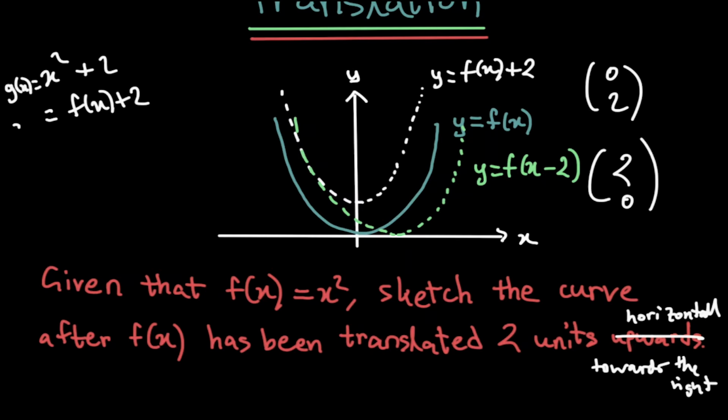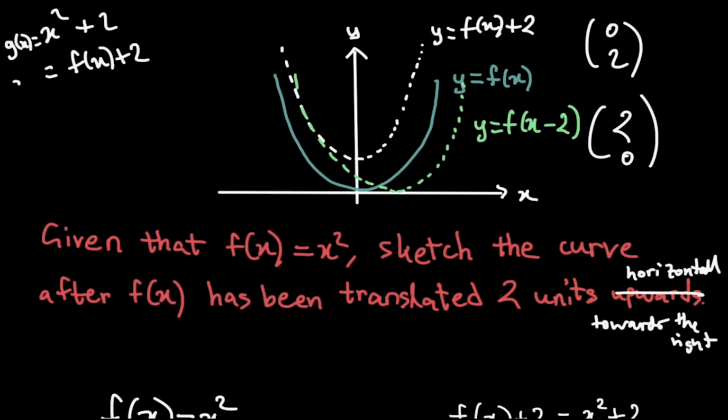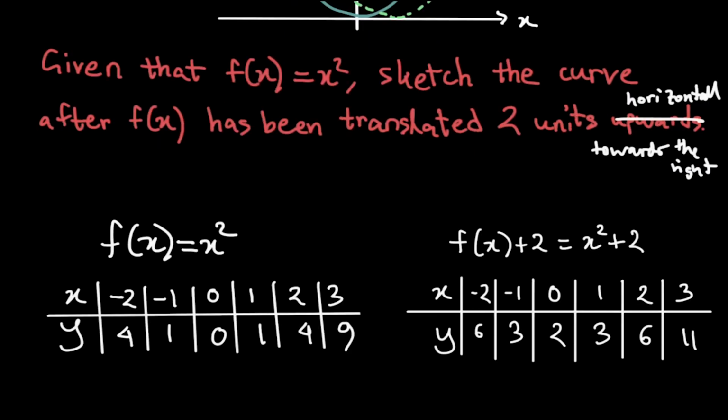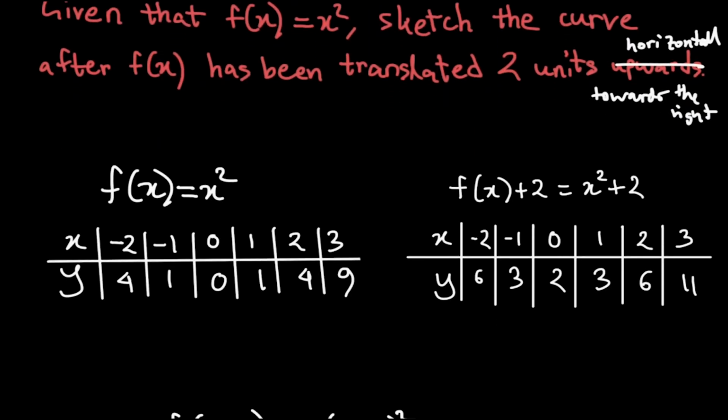Okay, now notice this. There are two different things here. First, the 2 is inside the bracket and not outside. And secondly, it's minus 2, even though the translation is in the positive x direction. Now, why is this so? To understand this, let's actually find out what f of x minus 2 is.